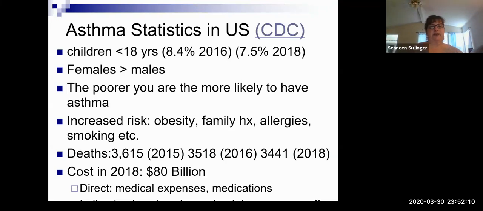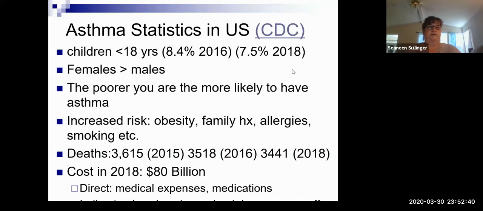So this is a classification. I did get more current statistics. 2018 was the most current year I could get. When you're looking at this on your own, this is a link to the CDC asthma site. So you can click on that and it will take you there. So it tells us that in 2016, for children under 18 years, 8.4% had asthma, and then it was 7.5% 2 years later. So that is a decrease.